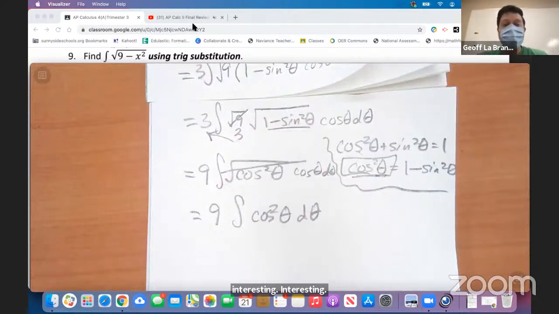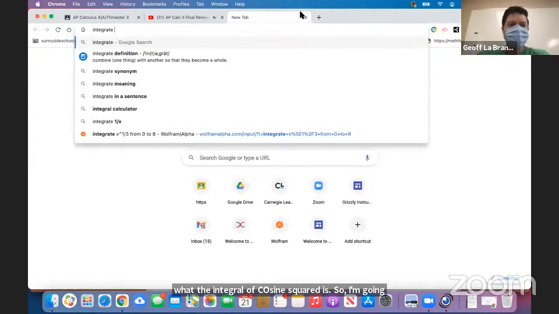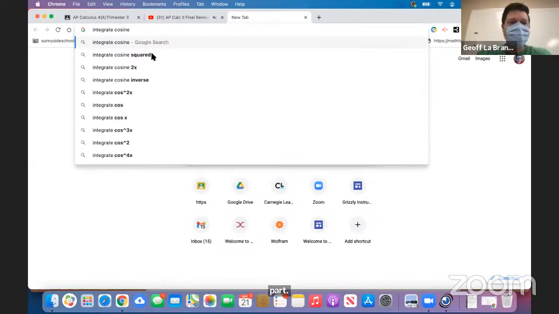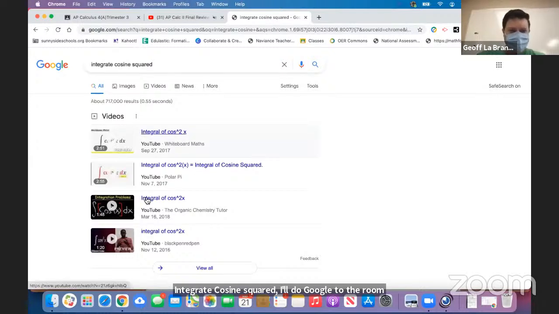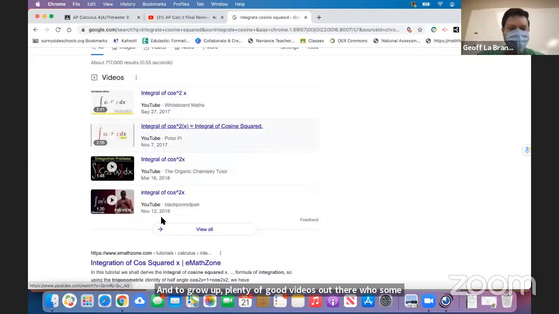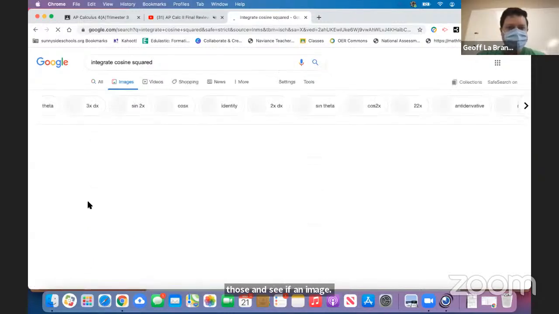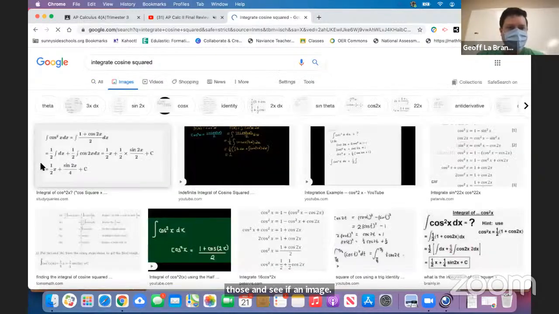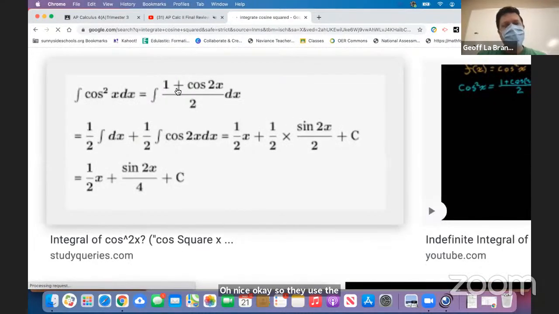And I'll be honest, at this moment, I'm not directly aware of what the integral of cosine squared is. So I'm going to look it up and maybe suggest this for your note card. Integrate cosine squared. Oh, dude, Google to the rescue. Integral, plenty of good videos out there. Ooh, some good stuff from a channel. So we can check out any of those. Let's see if an image gives us the equation. Oh, nice. Okay, so they use the power reduction formula.